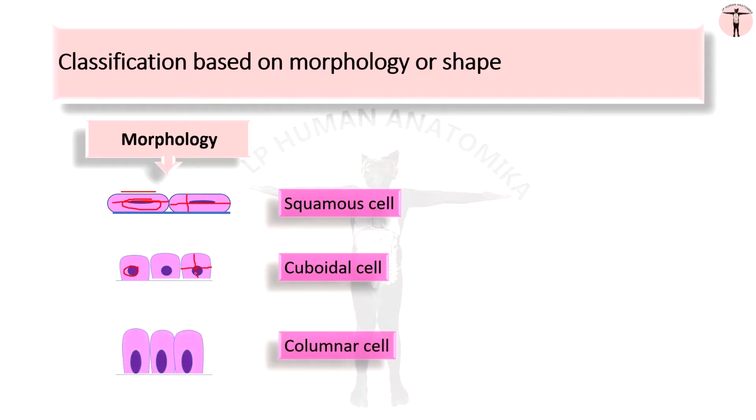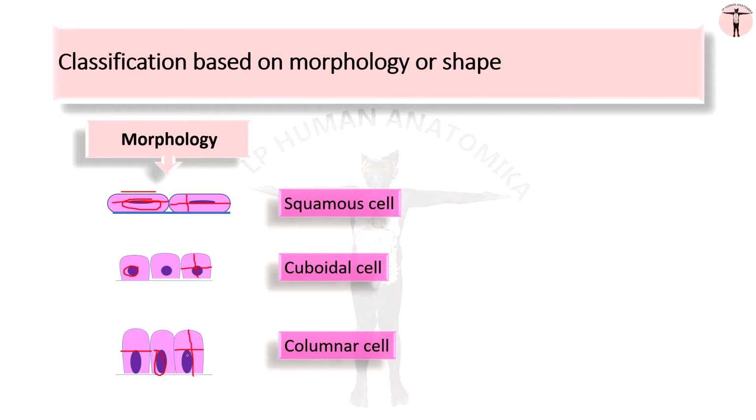The third type is the columnar cell, where the height of the cell is more compared to the width or the depth of the cell. Now the nucleus is oval. You can see the oval nucleus here, and it is present at the basal half of the cell.